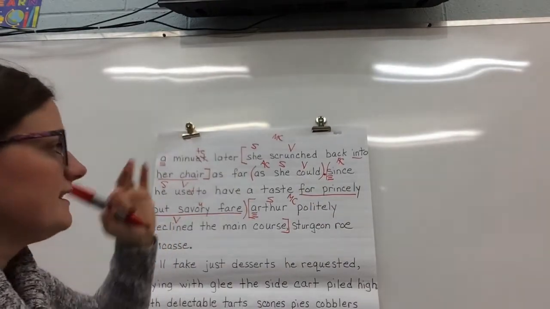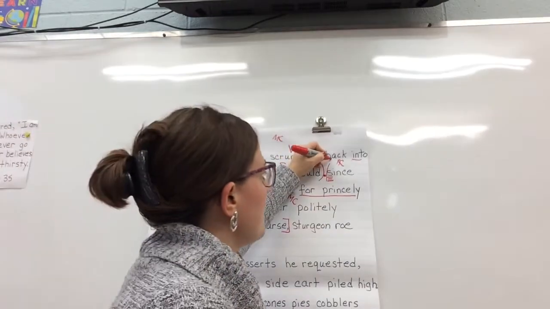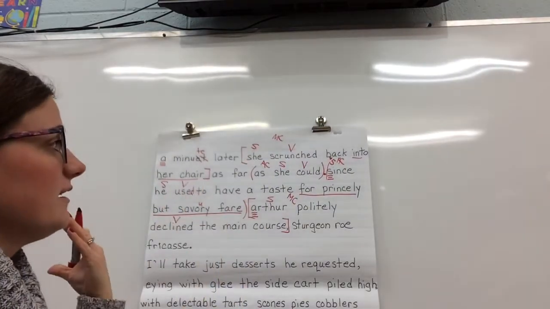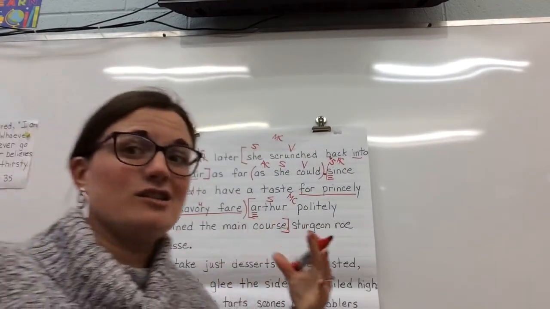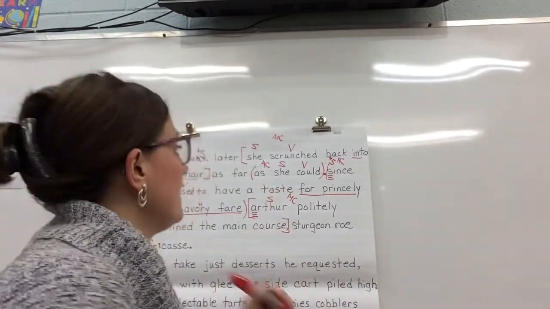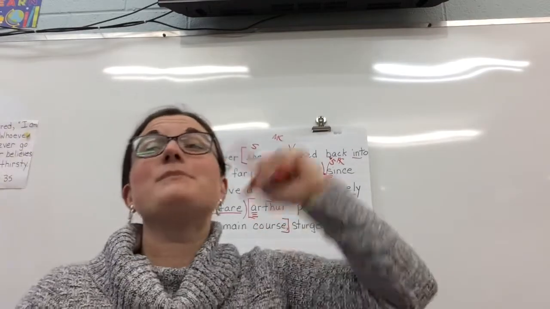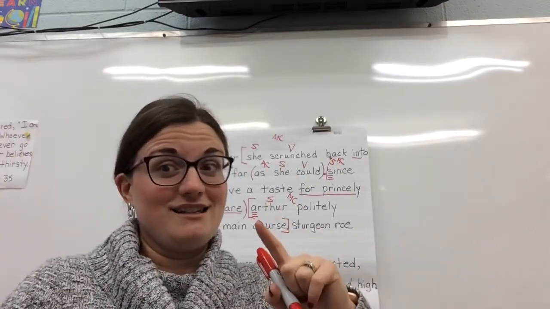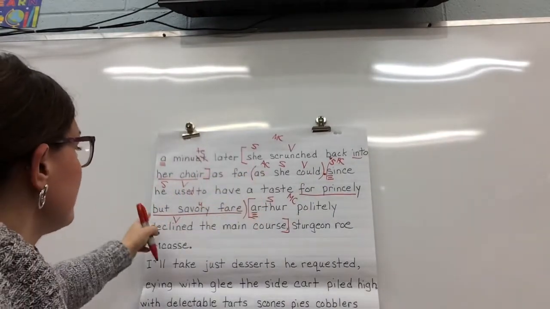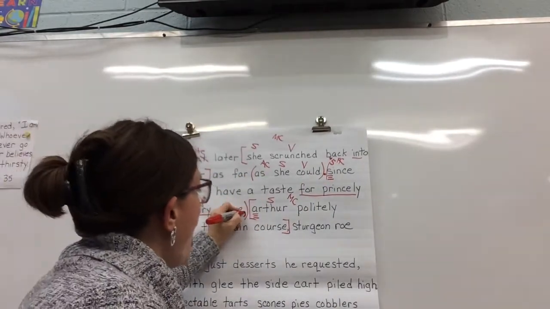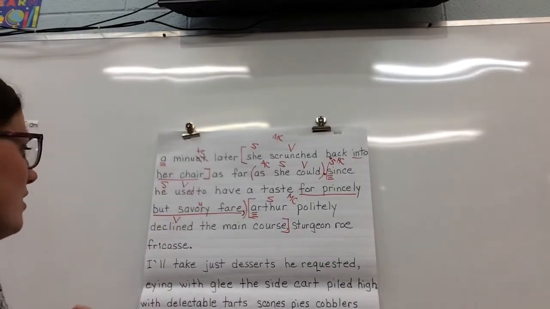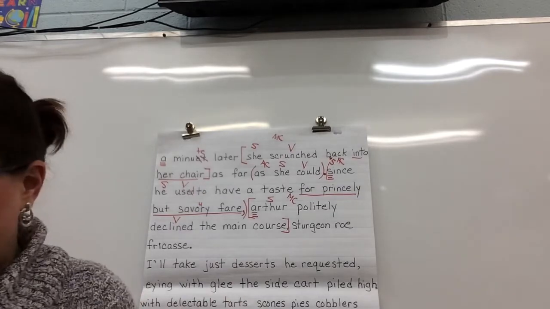And now, this is going to be an opener. And we know this is a number 5 opener because it starts with an AC. And that, just so you guys know, is coming soon in our writing. That as a sentence opener, you're going to have that number 5. If the AC comes before the MC, what do we need? We need a comma. So since he used to have a taste for princely but savory fare, comma, Arthur politely declined the main course, sturgeon roe fricassee.